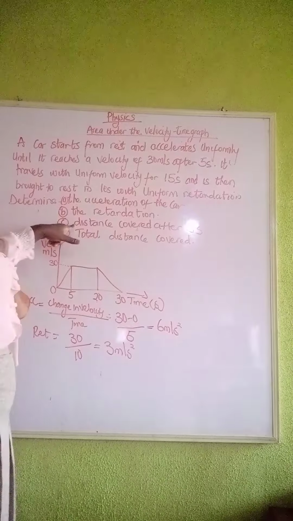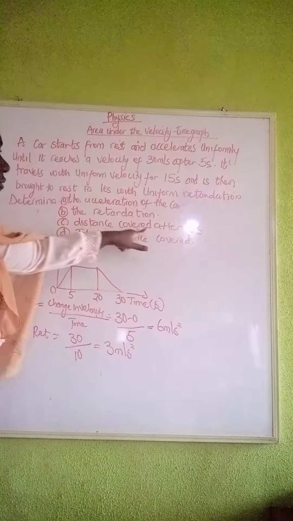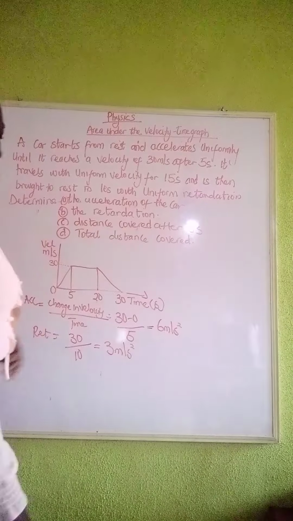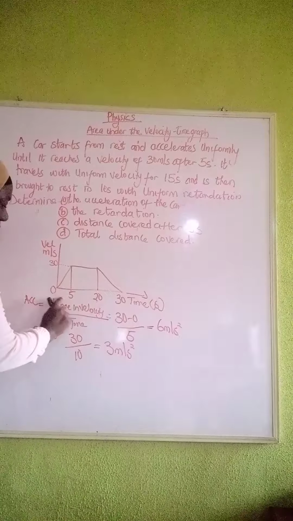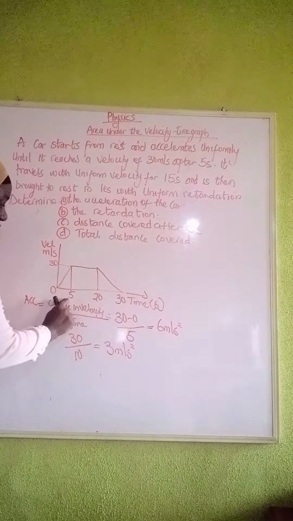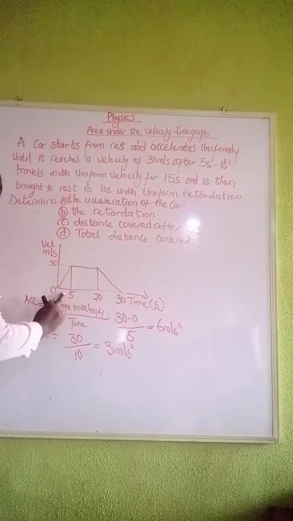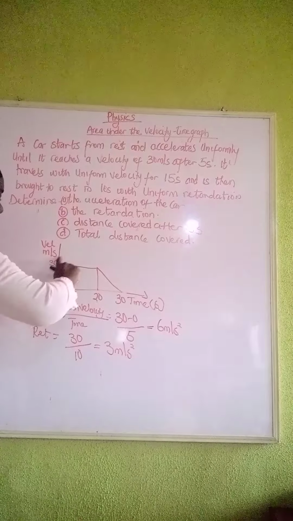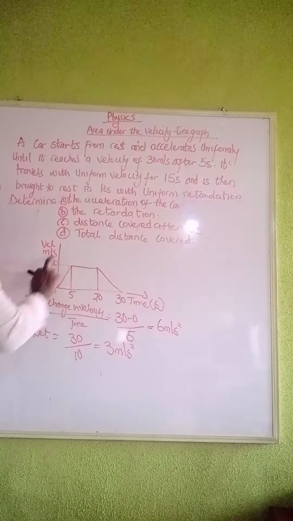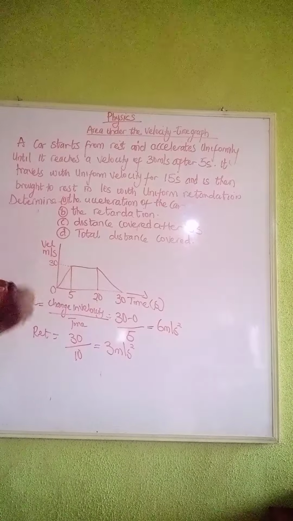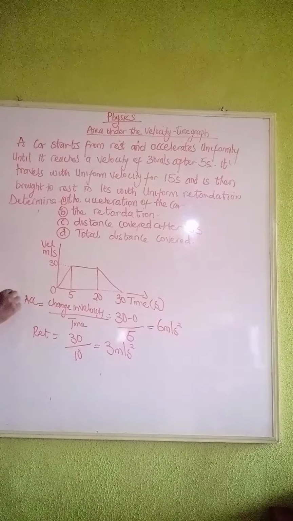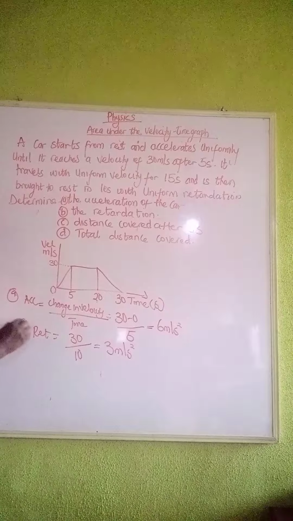Now, we are told to calculate the distance covered after 5 seconds. Look at this diagram here. Our time here is between 0 to 5, isn't it? So here is 5 seconds. Whatever we are calculating is within this space here. The shape here is a triangle.